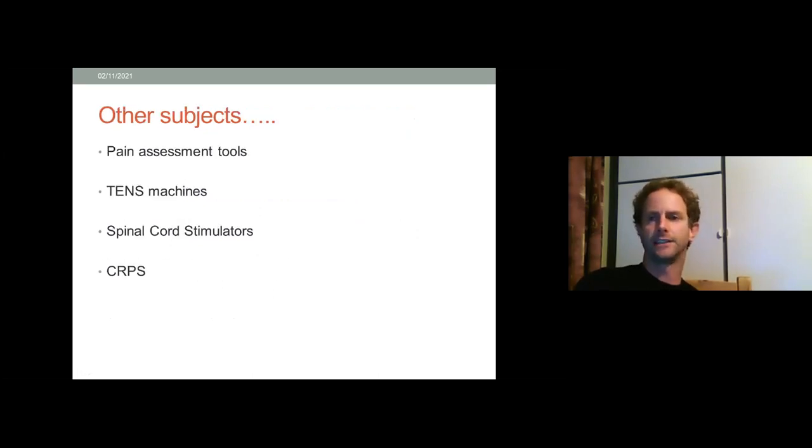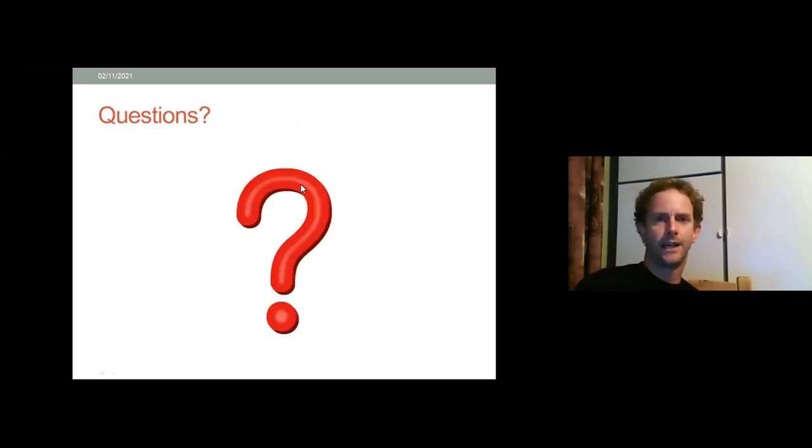And then other things at the end, I just thought you might want to make sure you look at, which might be a bit off-piste, would be pain assessment tools. So thinking about the McGill pain questionnaire, visual analog scales, the Abbey pain scale, FACES scale, just to be able to talk about them. And then how TENS machines work and the indications for them, spinal cord stimulators, and complex regional pain syndrome. So that is pain in a nutshell.